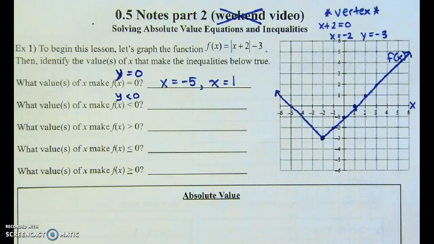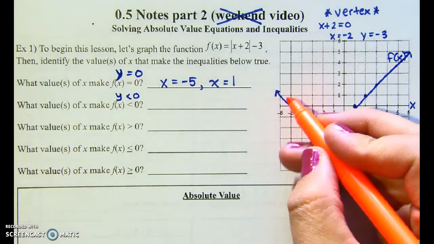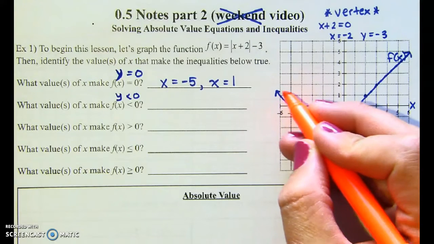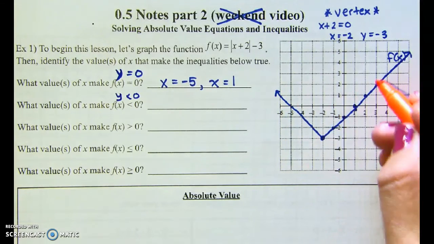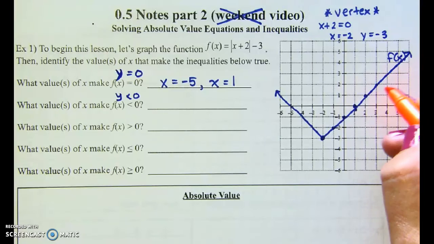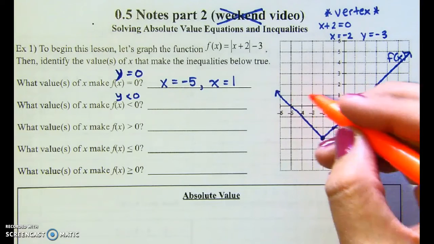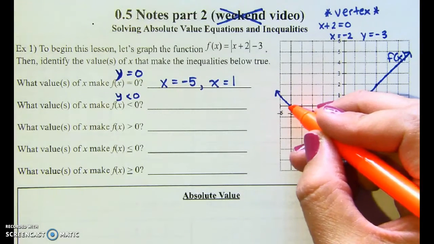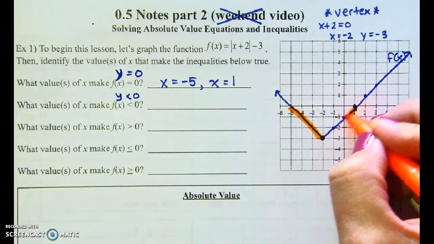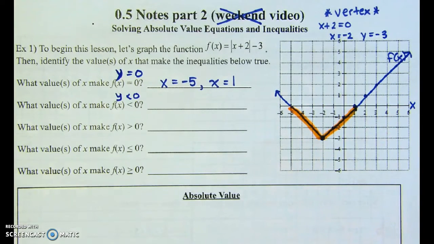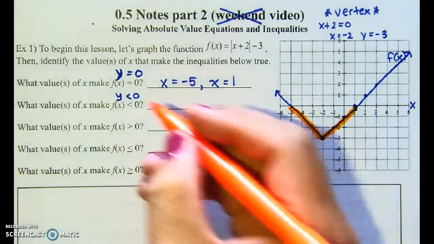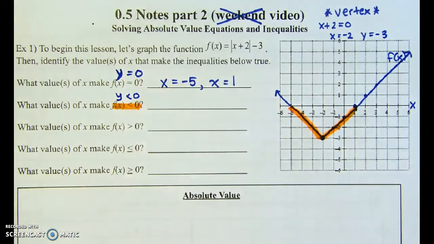I'm going to use some colors here. Is y less than 0 over here? No. Are the y values below 0 over here? No. Where are they below 0? They're below 0 from negative 5 to 1. Do you agree? All those y values are less than 0.